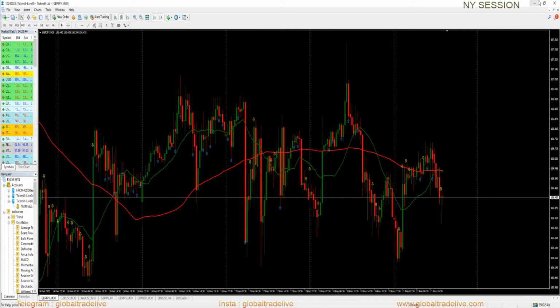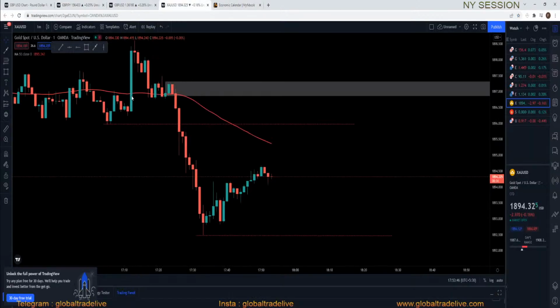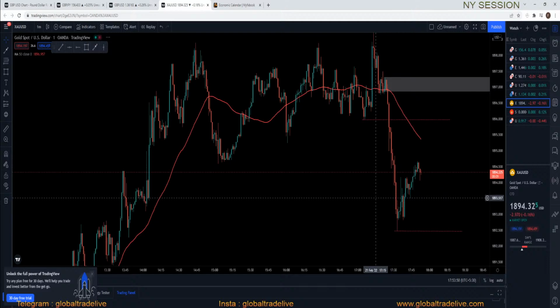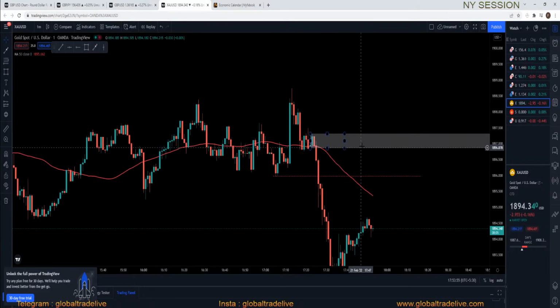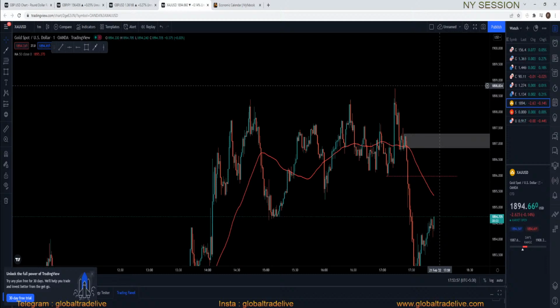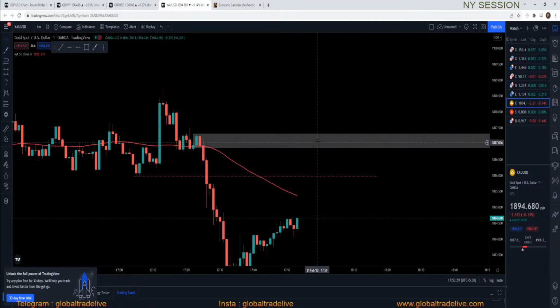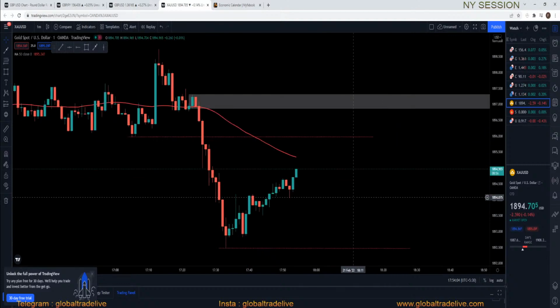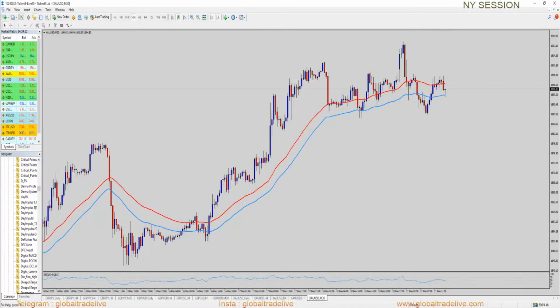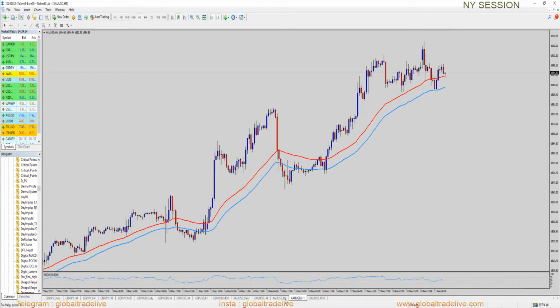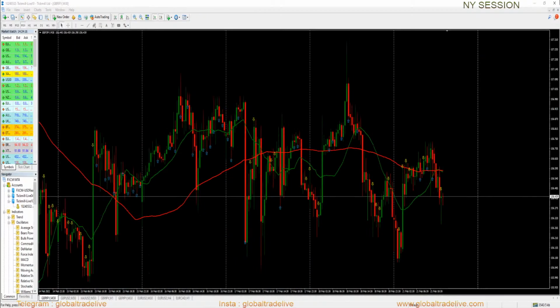So let's have a look at the gold. If gold can move up, then I have to wait for the market to go above and close above this area. So from here can gold move down as well? Let's see. Okay, let's have a look at the gold over here.